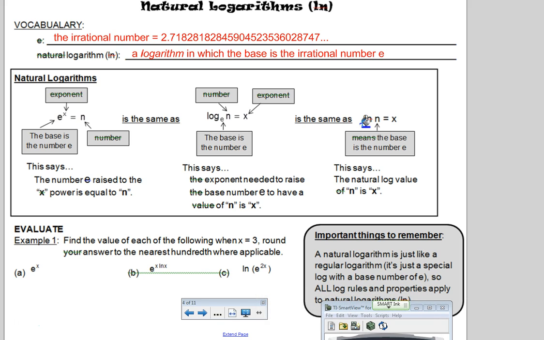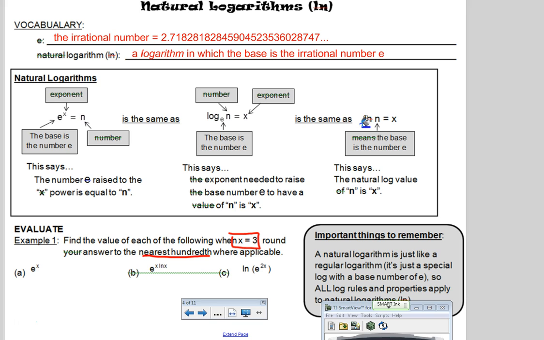So throughout this entire lesson, keep in mind that anything you learned about logs, all the properties, you're changing forms, your log rules, how you can expand and condense, those all apply here. Okay, so where is e on your calculator? So problem number 1, you have to find the value of each of the following when x is 3. And then you're going to round to the nearest hundredth where it applies.